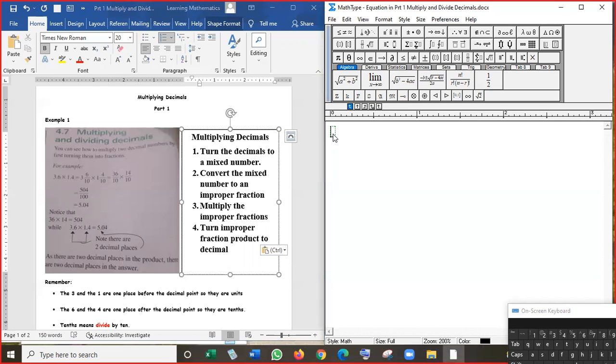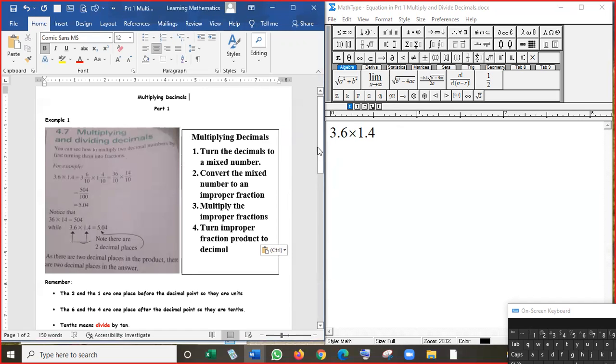So let's do this with me. Okay, so we have 3.6 times 1.4. Let's do it together. 3.6 times 1.4. So write this down, because for mathematics, you must write for it to understand, to make sure that you understand it. So write it down. 3.6 times 1.4 equals.